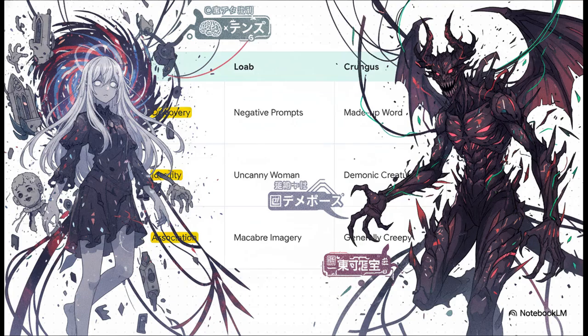Now, Loab was found by flipping a concept inside out. But Krungus? Someone just typed a totally made-up, gibberish word into an AI, and bam, it consistently spit out this specific demonic-looking creature. They're both accidents, you see. These ghosts in the machine found through totally different, weird methods.